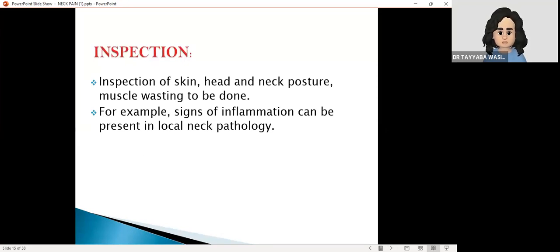Then there comes the inspection. In the inspection, we have to see the skin of the neck, the head and neck posture, and any kind of muscle wasting. For example, are there signs of inflammation, or is there any mass we can see on the neck? If the muscles are wasted, we can suspect a carcinoma or any cancer pathology, and we can take a detailed history and examination regarding that.